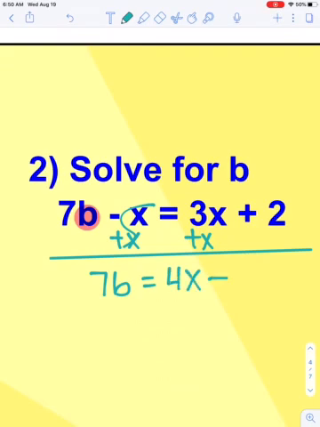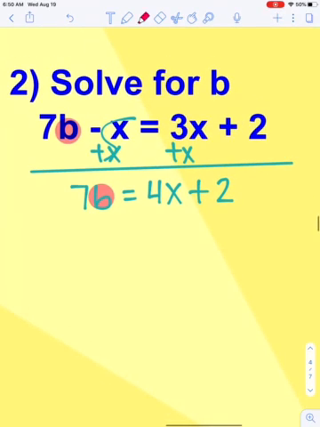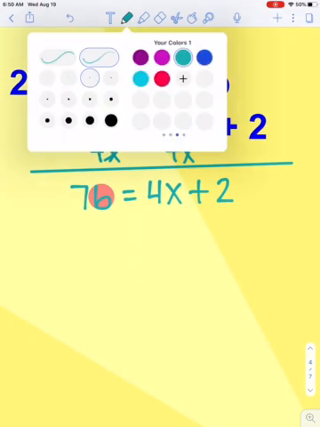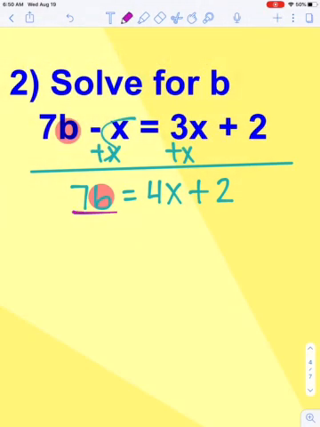So 3x plus x is just 4x. We're still solving for b, but we're not quite done because there's still a 7 there. It's being multiplied by 7, so we are going to divide by 7.